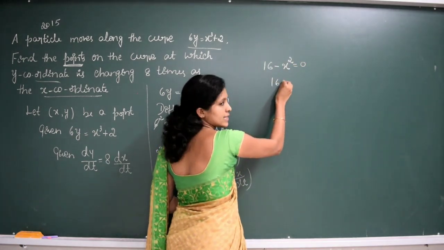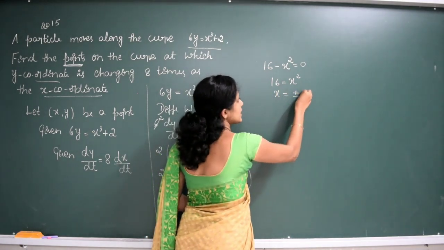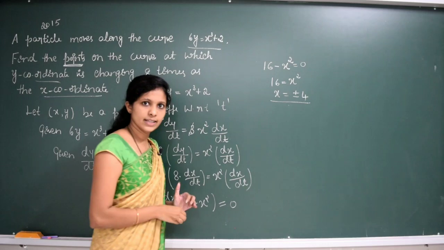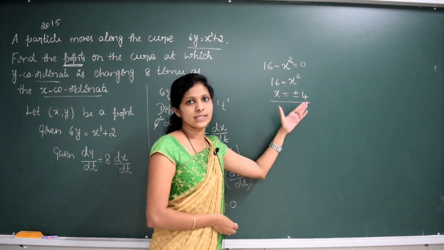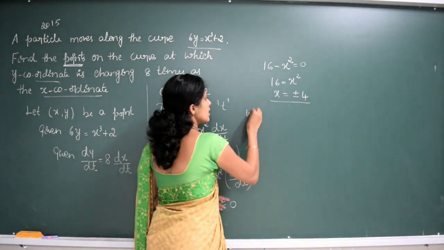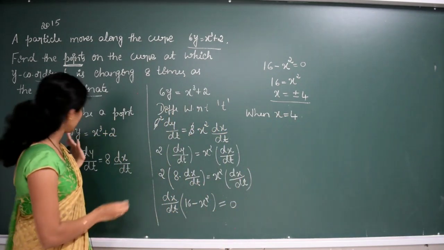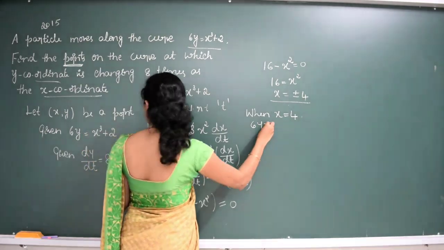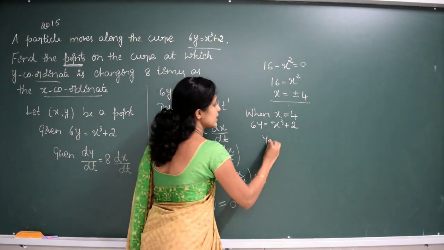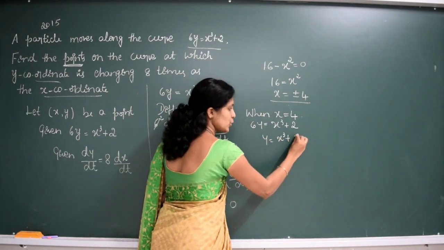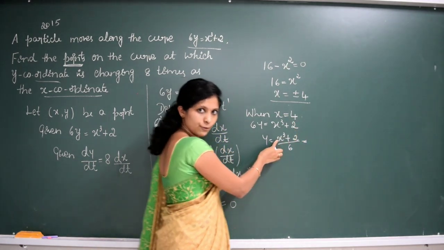So 16 is equal to x square. So possible values of x are plus or minus 4. So there are two possible values of x. So we will check what is the value of y when x is equal to 4, and again when x is equal to minus 4. When x is equal to 4, what will be the value of y? The equation is there, right? We have this equation 6y = x cube plus 2. We need the value of y. y will be equal to (x cube plus 2) divided by 6. The value of x is equal to 4. 4 cube will be 64, right?